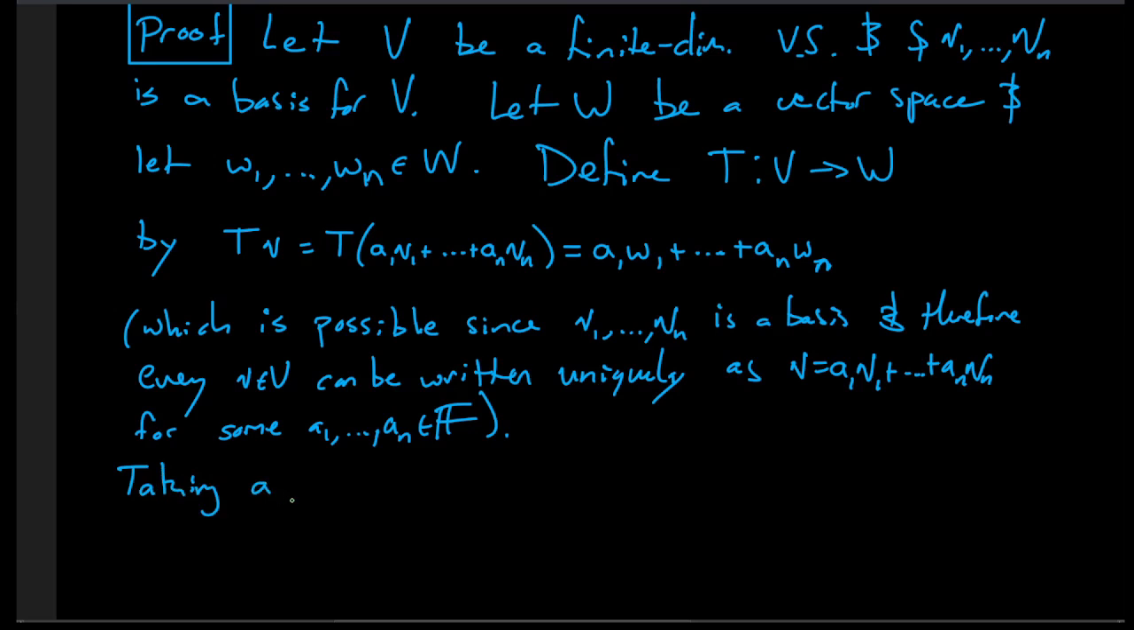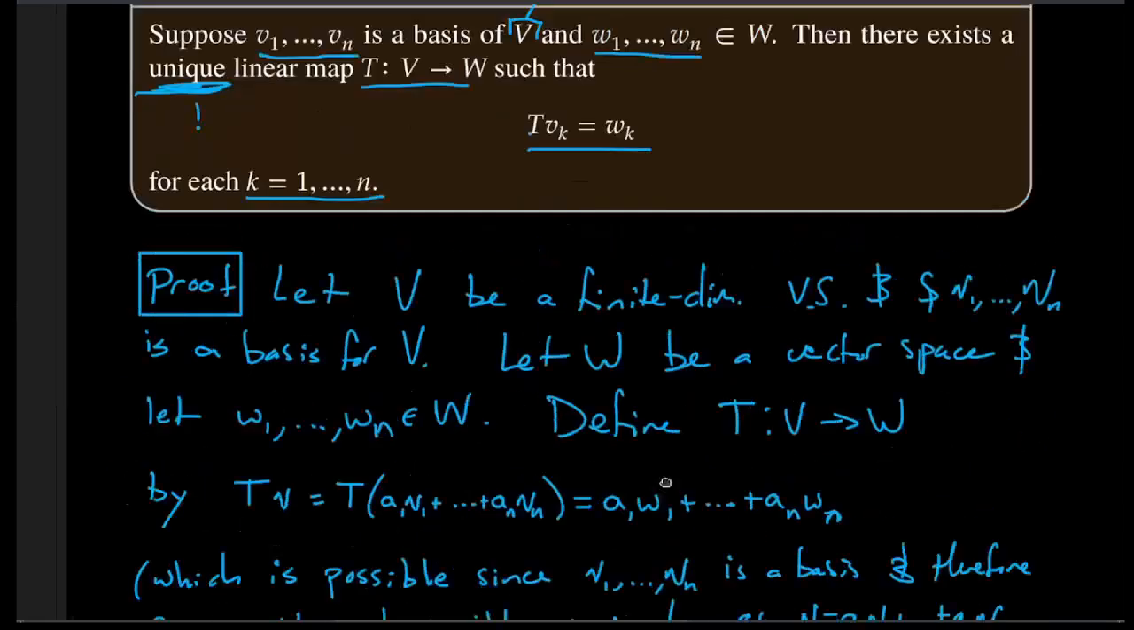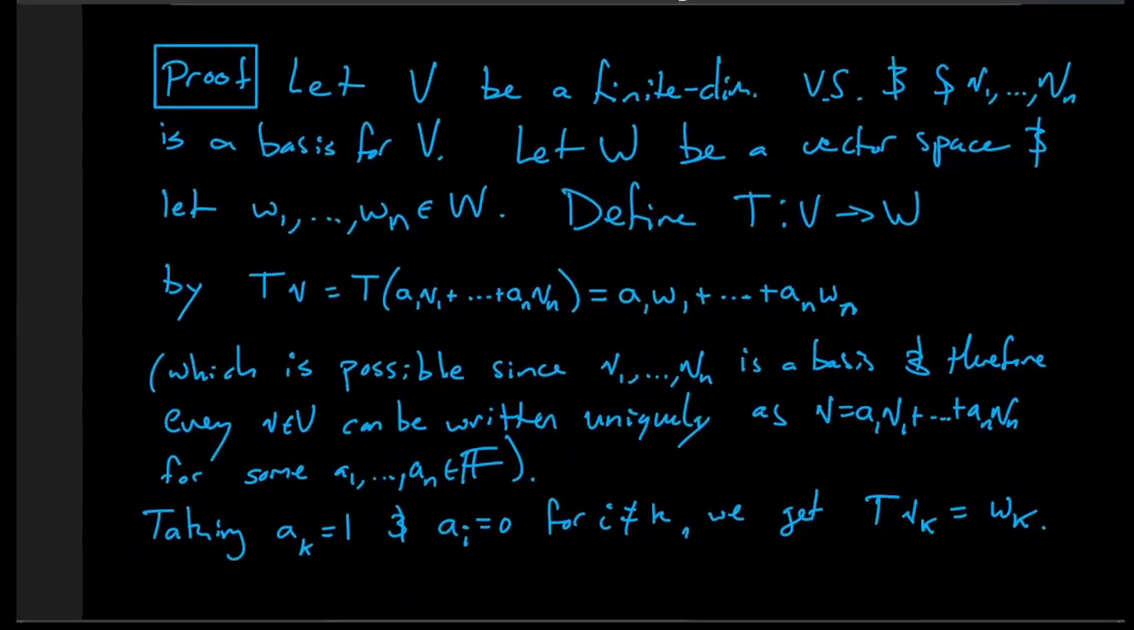Taking K as our index, AK equals 1 and AI equals 0 for I not equal to K, we get T of VK equals WK, right? So this T satisfies the property that we want it to have.